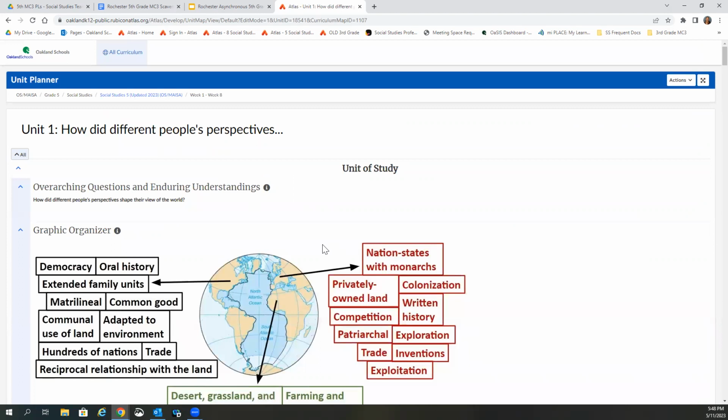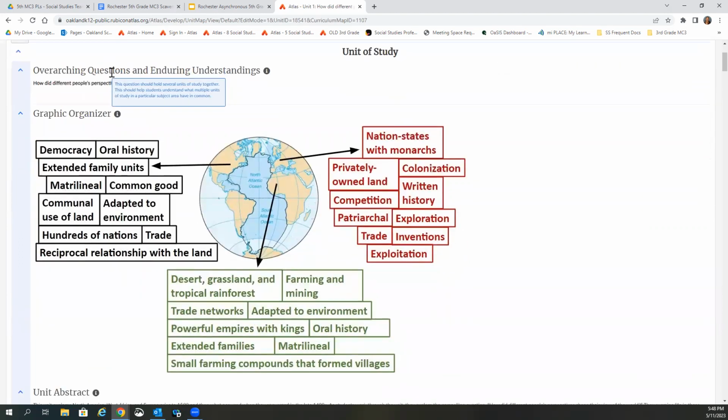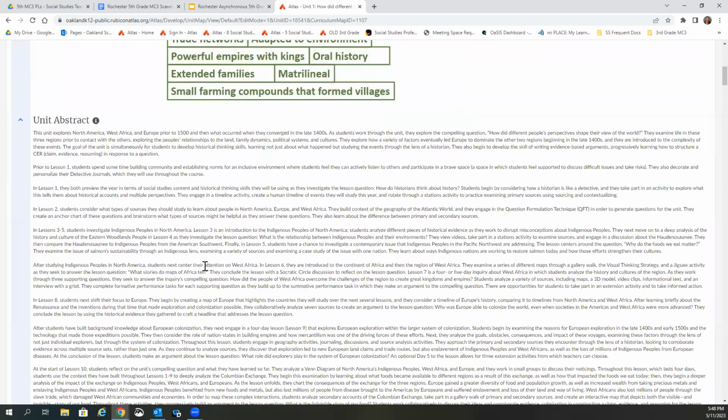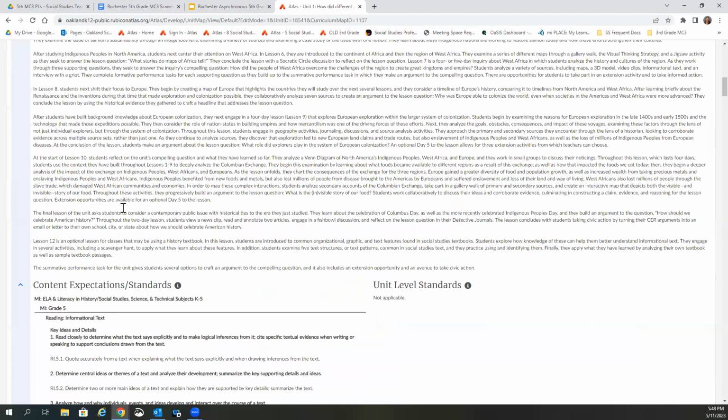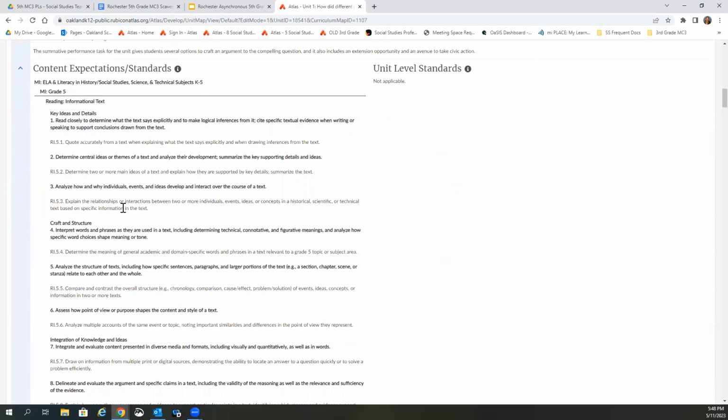So once you're on the unit landing page, and they're all set up the same, you'll notice the first thing is that overarching question. In this case, and for social studies, it's the compelling question for the unit. Each unit has a unit graphic organizer. There's a unit abstract, which will give you an idea of what students are going to do in that unit, as well as what content is addressed in that unit. Then it has the content, standards, and expectations.